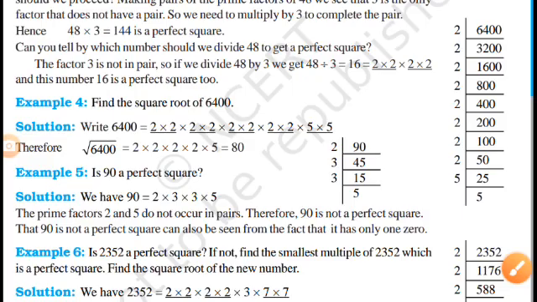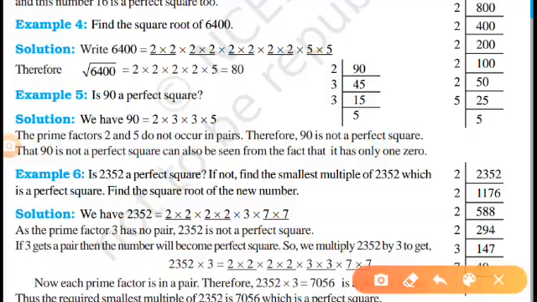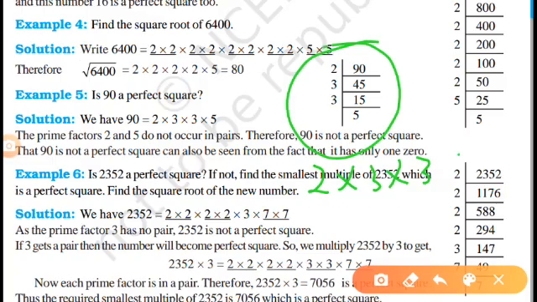Now, is 90 a perfect square? We have to find whether 90 is a perfect square or not. First we have to find the prime factorization of this number, and the prime factorization is 2 cross 3 cross 3 cross 5. This 5 should be included. Now if we pair, we have only the 3s paired, and 2 and 5 are there without any pairs. So this is not a perfect square. For a number to be a perfect square, these 2 and 5 should be in pairs.